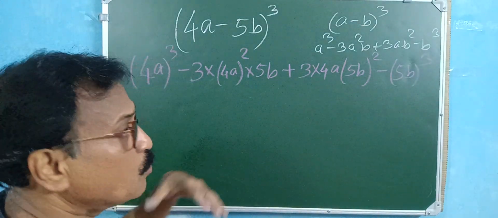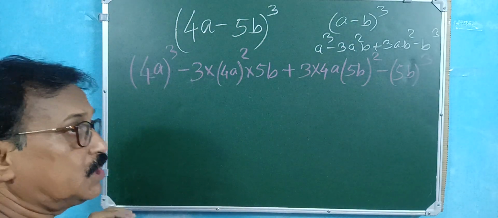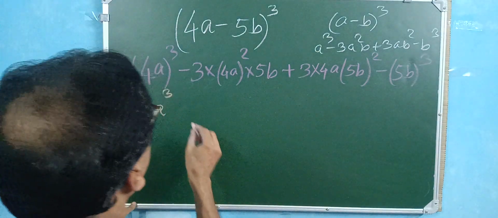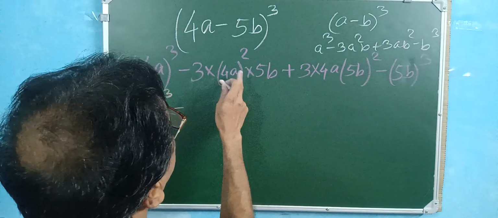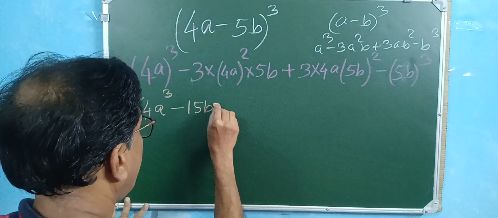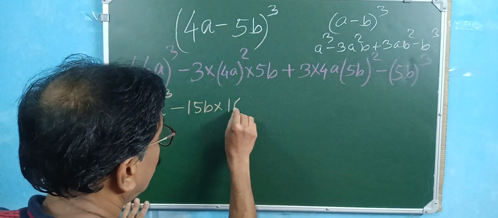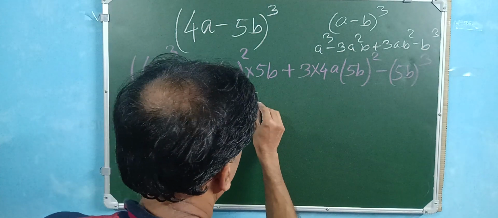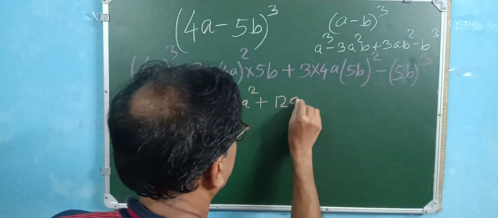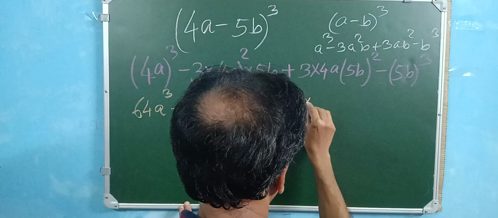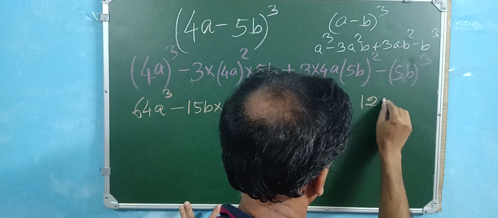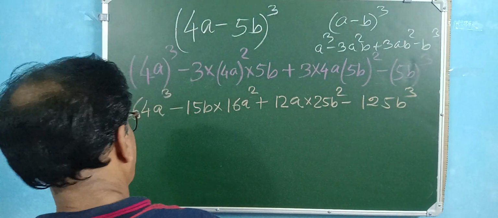Now this is 4a cube, that means 4a into 4a into 4a. 4, 4, 16, 64. 64a cube. Don't be in a hurry. First you multiply this, 3, 5, 15. The next stage you calculate all. 3, 5, 15b, and this is 4a square. 4, 4, 16a square. This is plus 3 into 4, 12a into 5, 5, 25b square, and this is minus 5, 5, 125b cube.